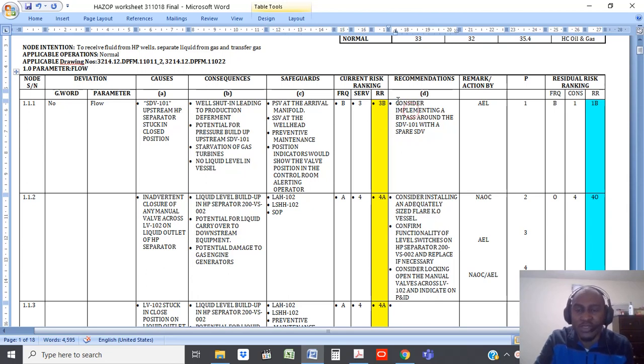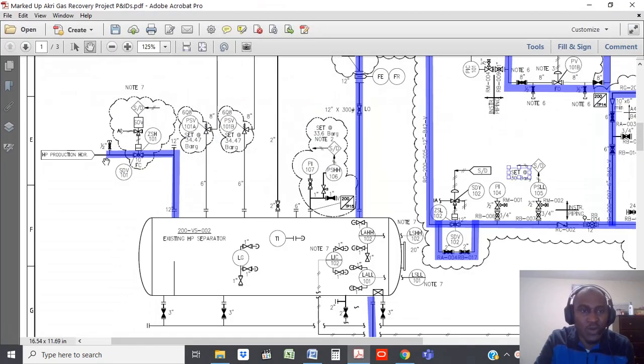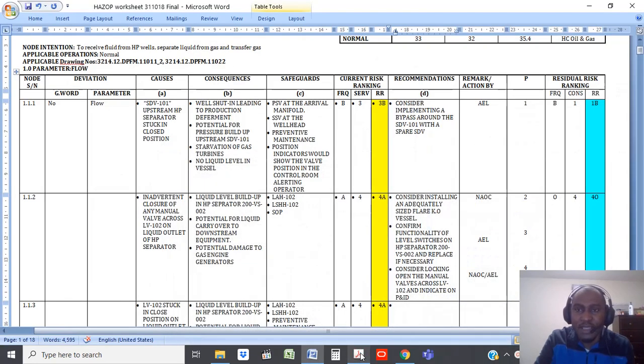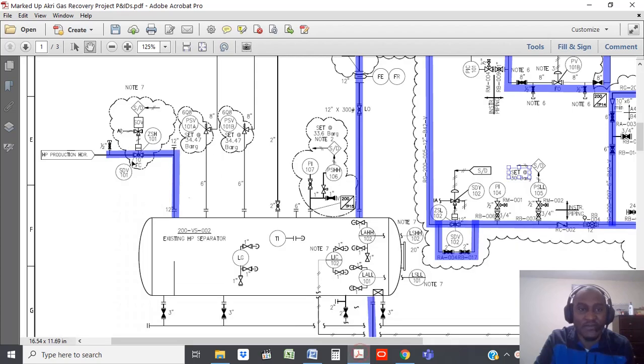So we also said consider implementing a bypass around the SDV with a spare SDV. So meaning instead of having just one SDV here, why don't we have another line here with another SDV? So if this fails, we can open this SDV and run the process through the second SDV. SDVs are very expensive, but if the process is very critical, you would want to do that. You could think of sparing it. So that is the first deviation.